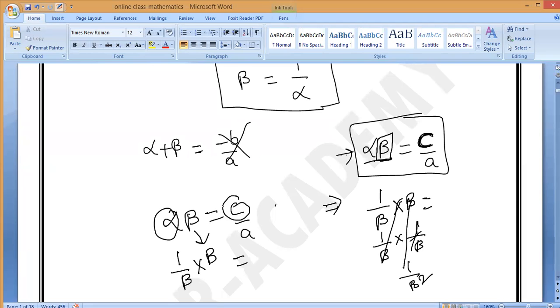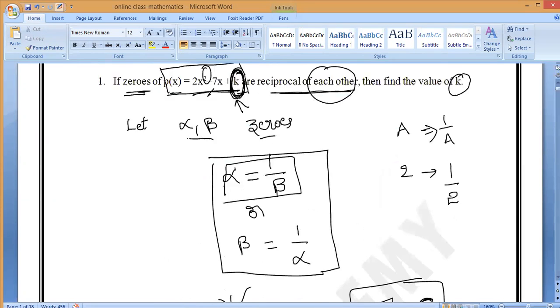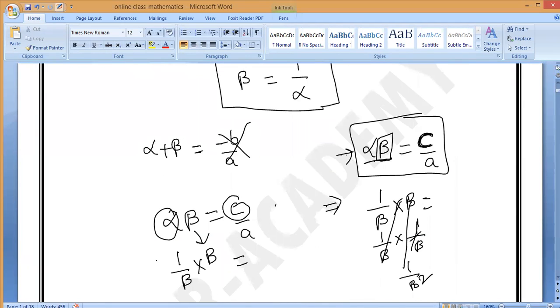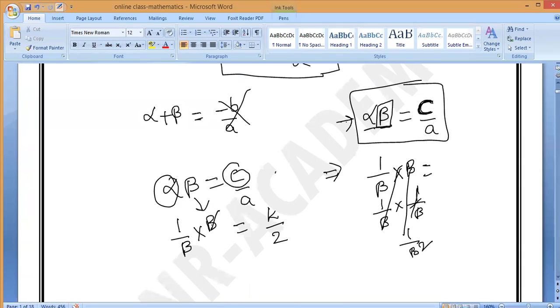What is c? c equal to k and a equal to 2. Do you understand? In place of c, we substitute k, and the a value is 2. Here beta gets cancelled. What is the value of this one? 1 equal to k by 2.